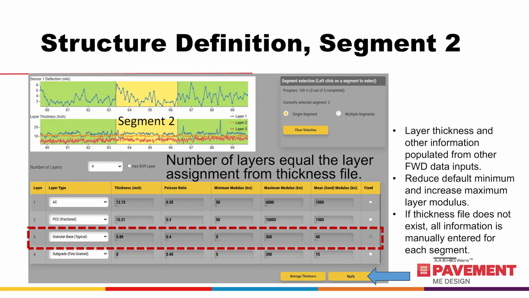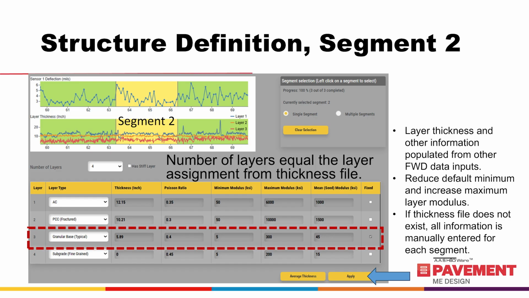As we stated in an earlier slide, the user simply repeats this process for Segment 2 and the other segments defined in Step 3, Final Segmentation. So as a reminder, let's overview some of the information we have already discussed. Layer thickness and other information are populated from other FWD data inputs from the layer thickness file.